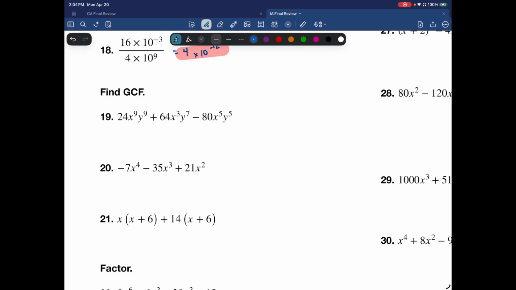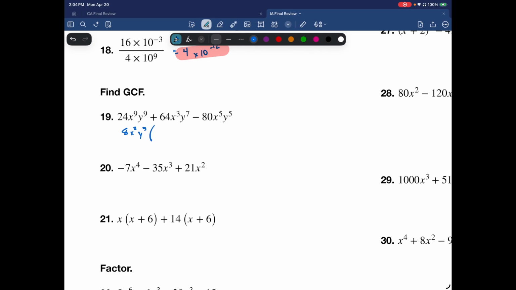And so 24, x to the 9th, y to the 9th, 64, 80. What can I pull out? Well, I can pull an 8 out. 8 goes into all those numbers. They all have at least an x, so I'm going to pull out an x cubed. They all have at least a y, so I'm going to pull out the lowest y to the 5th. So 8x cubed y to the 5th is my GCF.